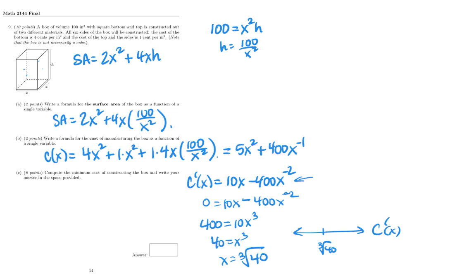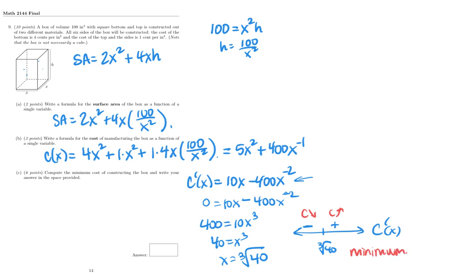values bigger than and less than that. So if I plug in 1, say, so 10 times 1 minus 400 times 1, I get a negative value, which means that my cost is decreasing. And when I plug in a number bigger than cube root of 40, like 4, say, so I'll have 10 times 4 minus 400 divided by 4 squared. That gives me a positive value, which means that my cost is increasing. So it is a minimum.